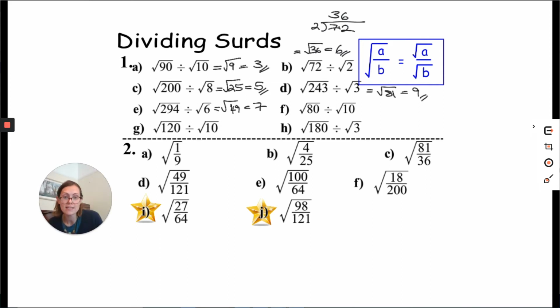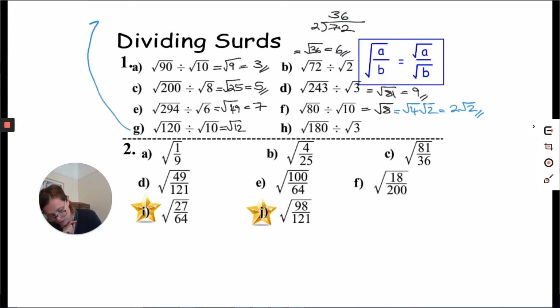F, root 80 divided by root 10 became root 8. Now that doesn't drop out, but it can be simplified because it can be split up to become root 4 root 2. So final answer here should have been 2 root 2. Okay, and same thing here, you've got root 120 divided by root 10. So that became root 12, but that will simplify. And I'll just simplify it up here so you can see it in full. Root 12 becomes root 4 root 3.